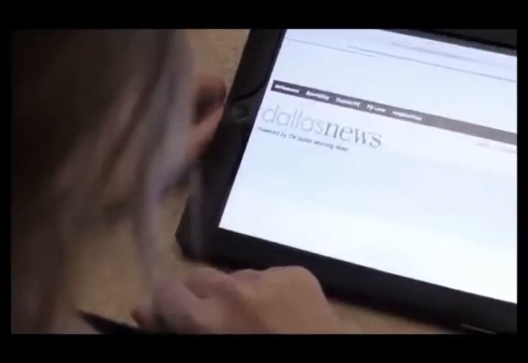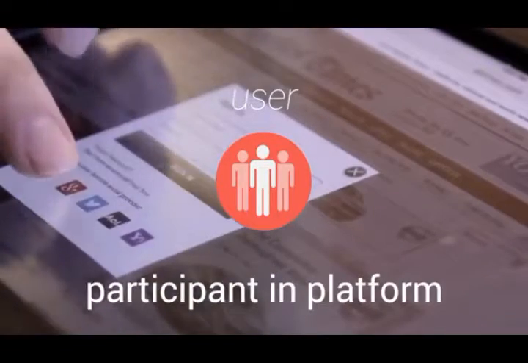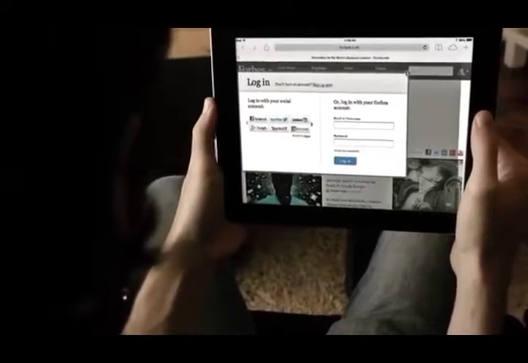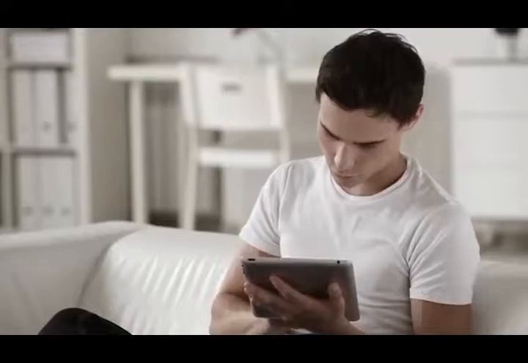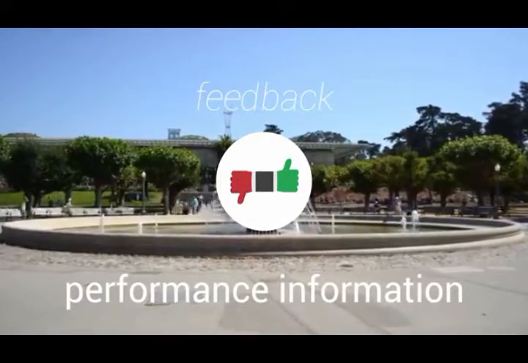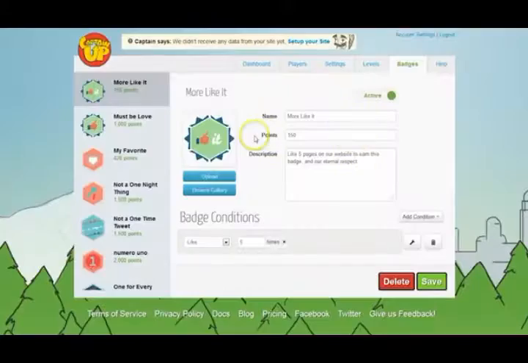Let's dive in. Users are anyone who participates in a gamification platform. For some companies, users will be their customers. For other companies, the users will be their employees. Feedback. Immediate positive feedback makes us feel good about completing something and motivates us to do it again. Feedback mechanics are the most widely known gamification element.